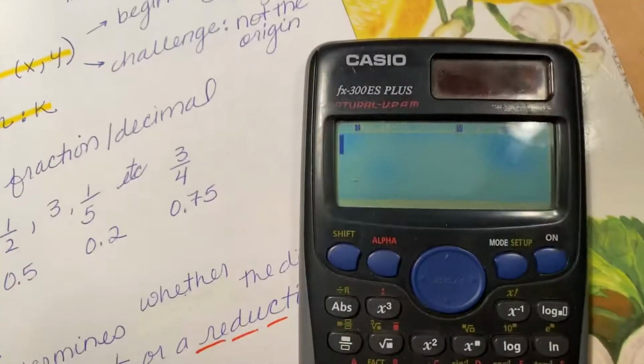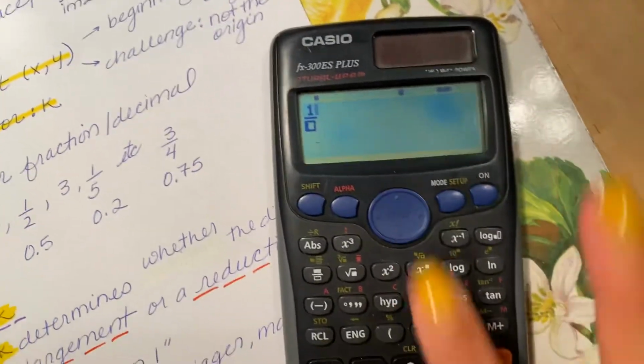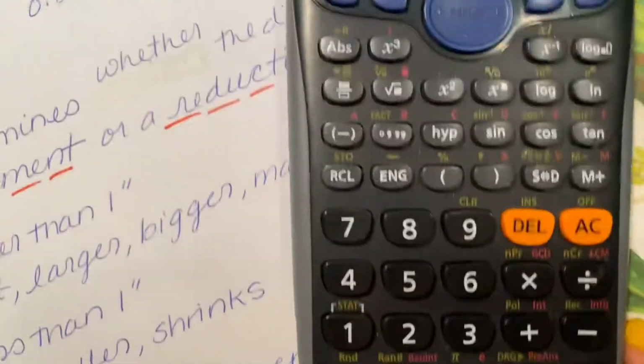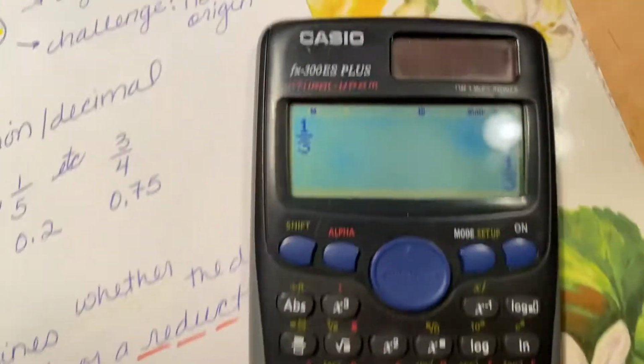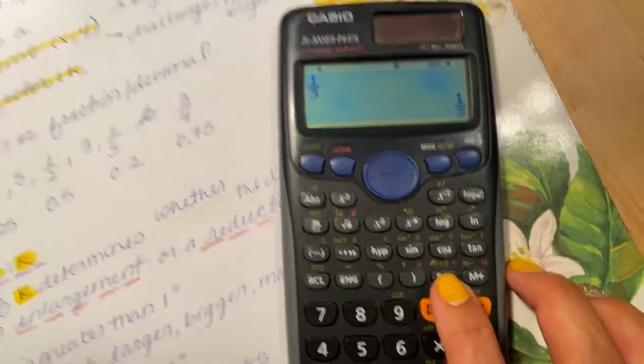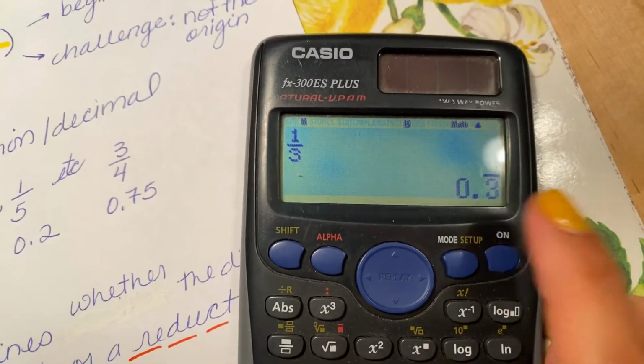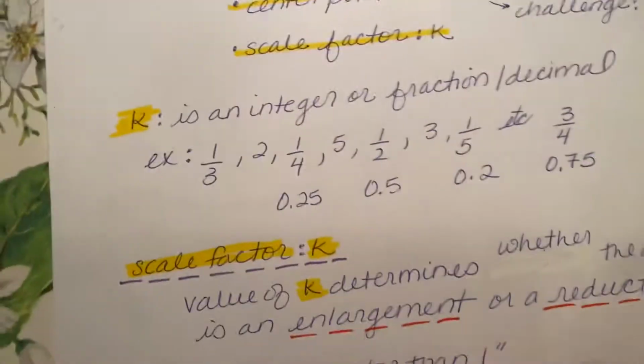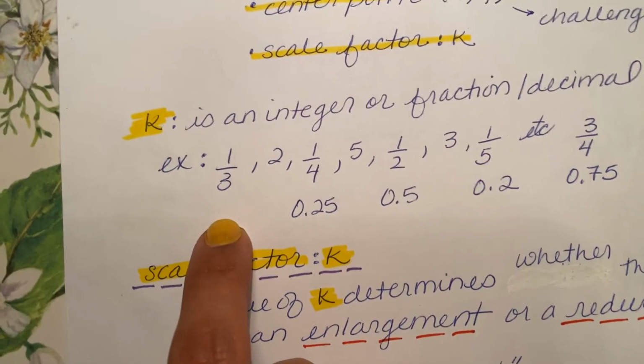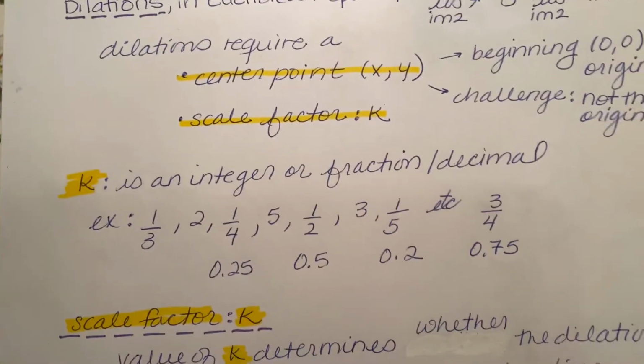Let me just come to the side here. Okay, 1/3 as a fraction. If I hit enter, you get 1/3, but if you hit S-D to get it into the decimal, it's 0.333, a non-terminating 3. So I did not put 0.3 here because you're actually cutting off significant figures.